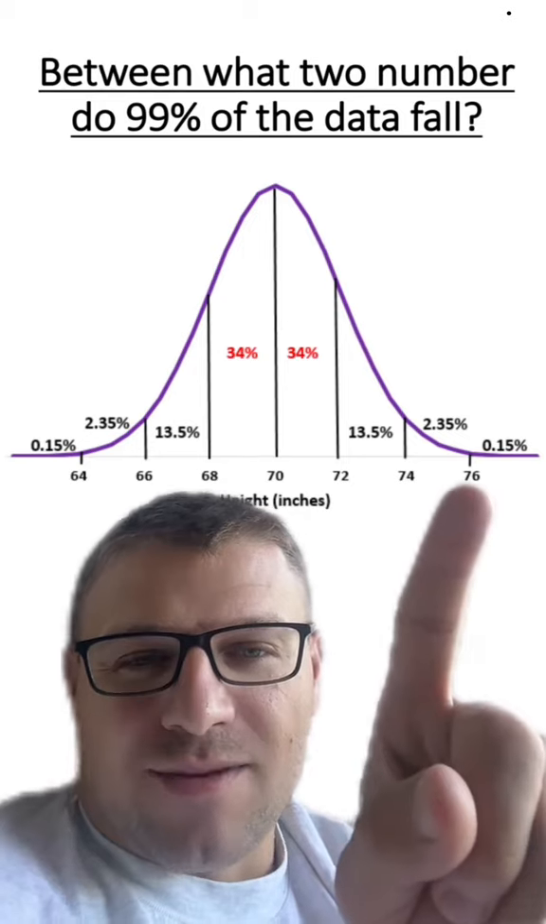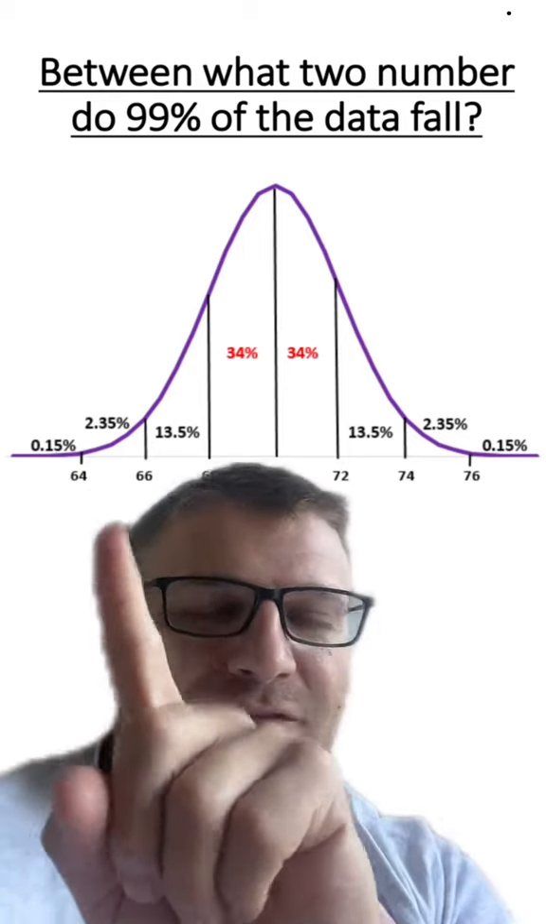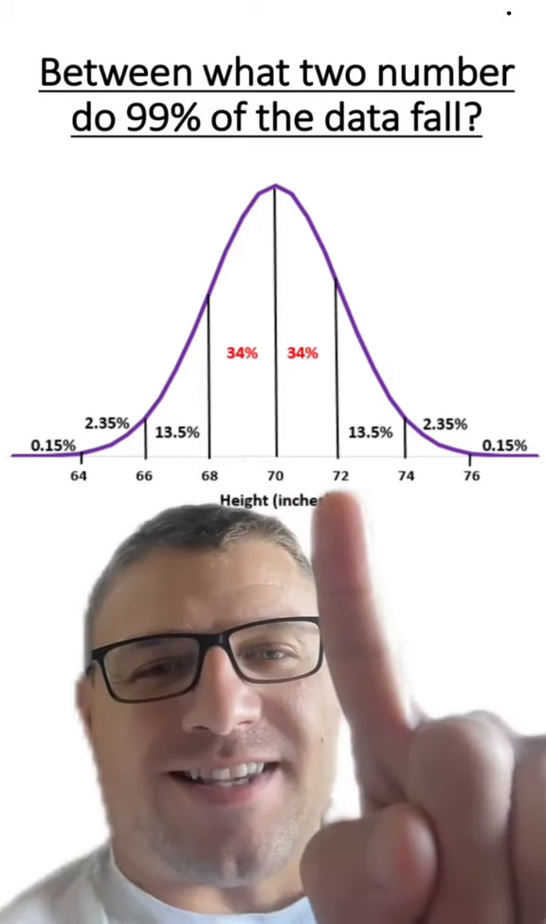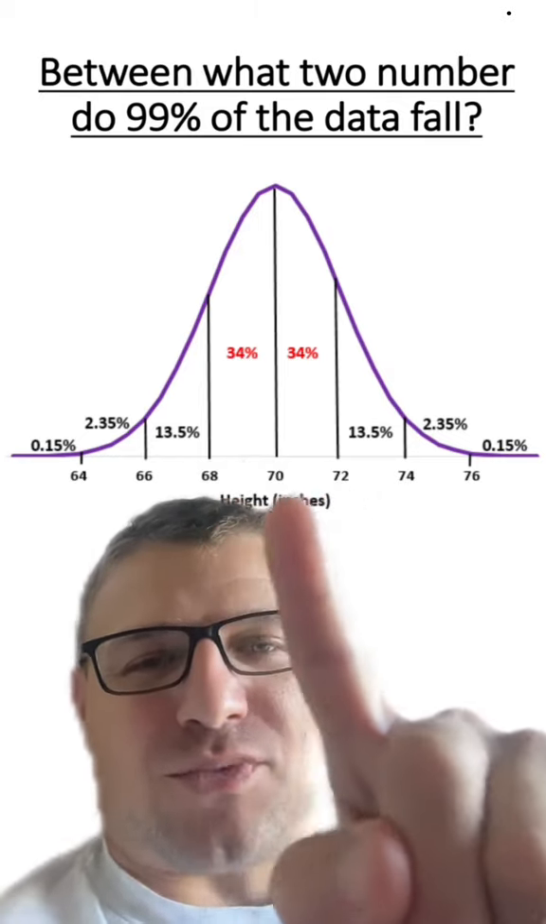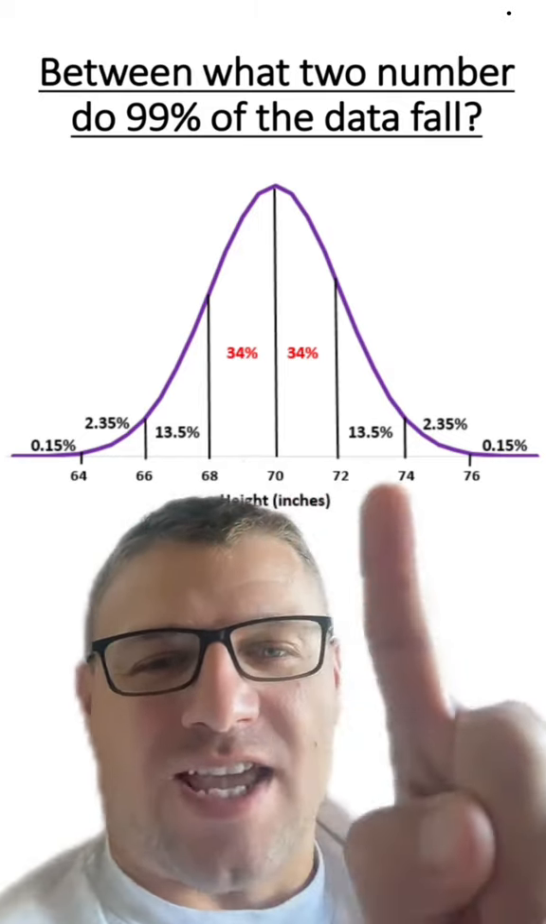So what two numbers are 99% of the data going to fall between? So you can see the numbers here, 76 and 64. This is because 68% of the data is going to fall between the first standard deviation, 95% of the data is going to fall between the second standard deviation, and 99% of the data is going to fall between the third standard deviation. Now let's look at this question.